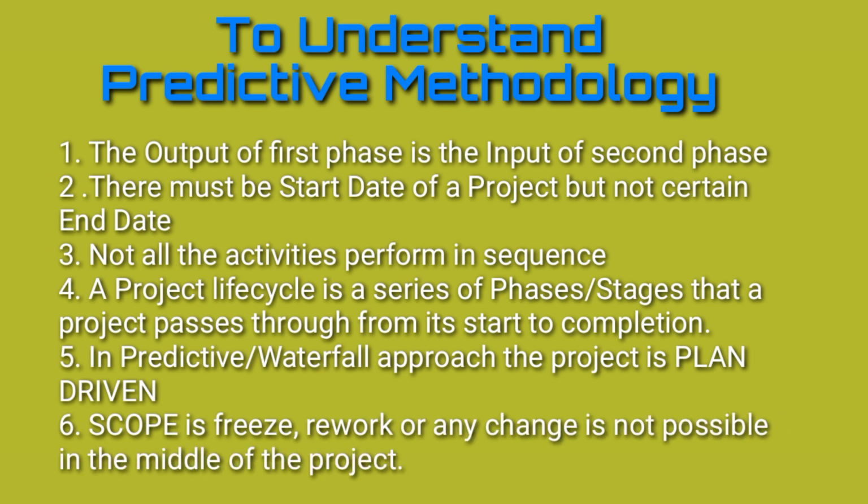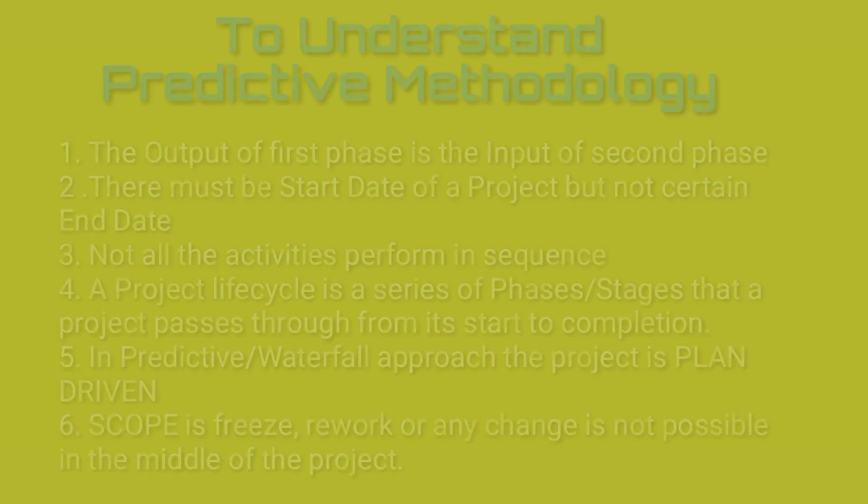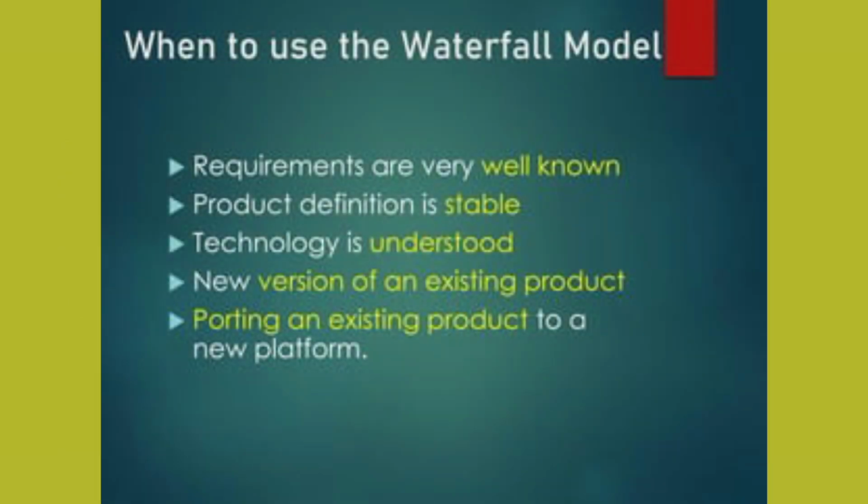Third, not all the activities are performed in sequence. Fourth, a project lifecycle is a series of phases or stages that a project passes through from its start to completion. 5. In the predictive or waterfall approach, the project is plan driven. And number 6, scope is frozen, rework or any changes are not possible in the middle of the project. So these are the rules which we have to maintain throughout the project while applying the predictive approach.